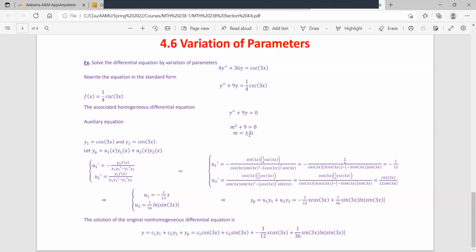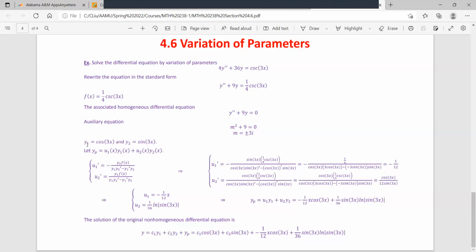Okay, so we don't have any exponential part for this y1 or y2, because the solutions for this quadratic equation are pure imaginary, and because there is 3 in here, that's why we got cosine 3x, sine 3x. Okay, so if there's no real part for m, then you don't have any exponential part. You only have sine or cosine functions. All right.